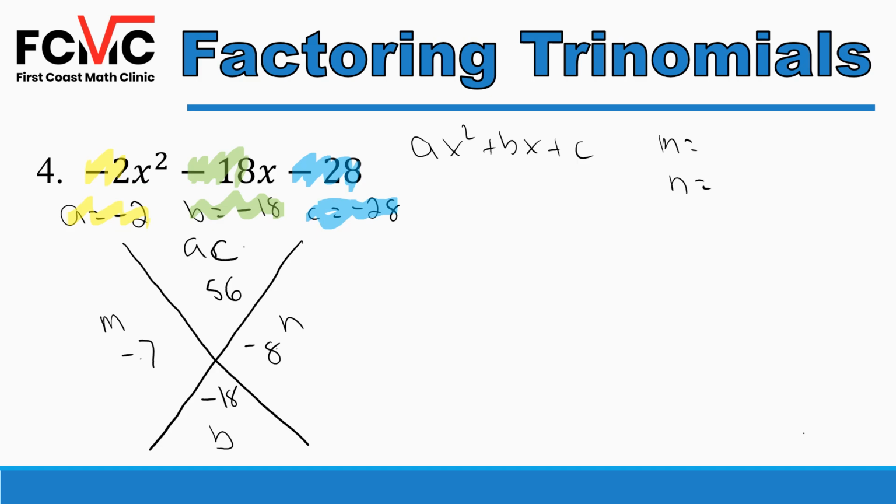So I'm going to get rid of 7 and 8. Those aren't going to work out. What about maybe 4 and 14? All right, so if I do 4 and 14, 4 times 14 gives me 56.